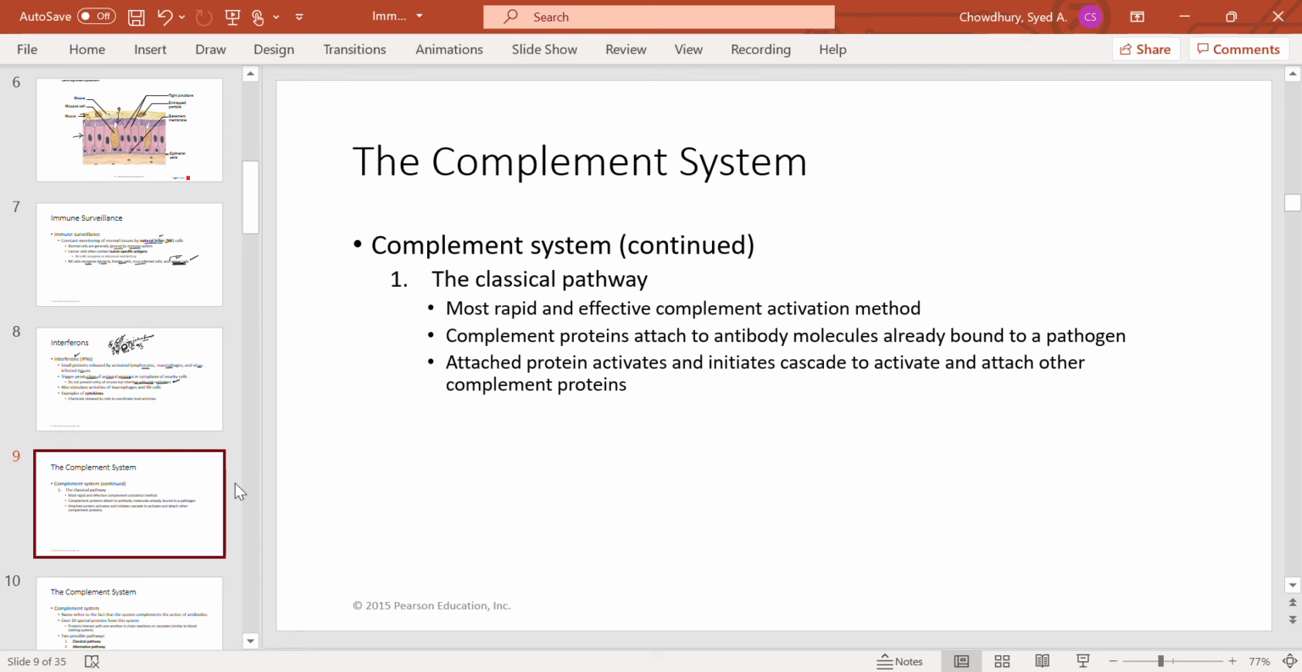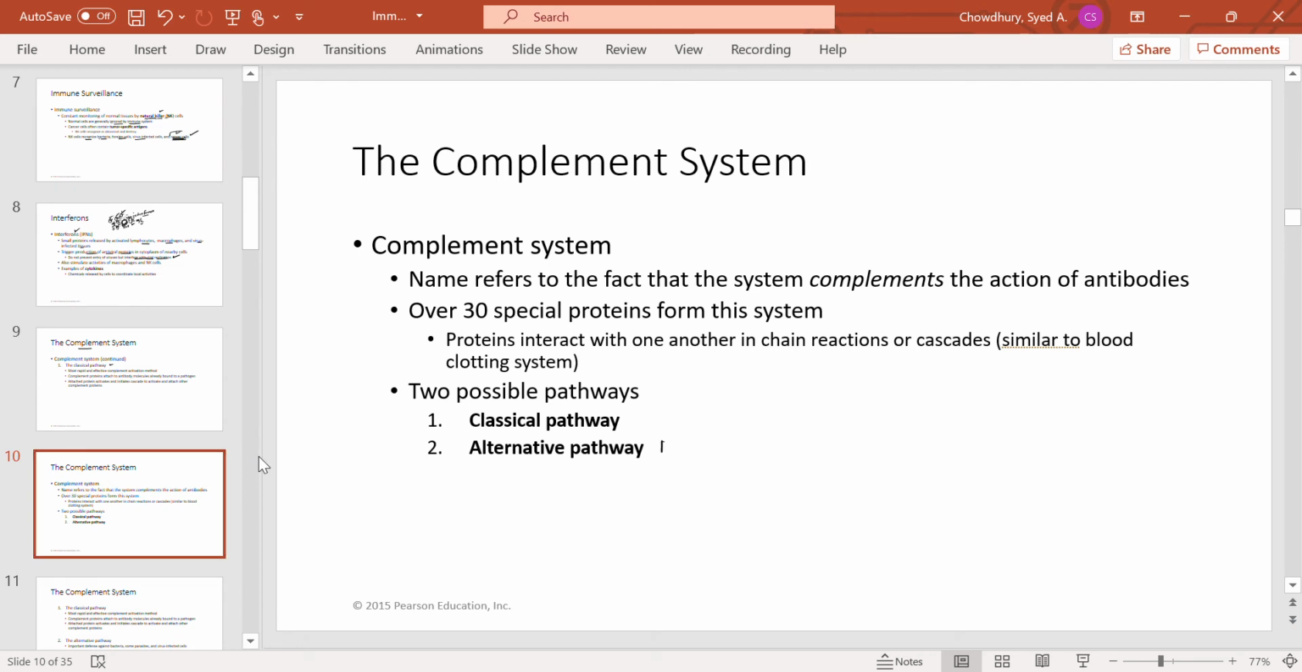Okay, so interferon, complement. There are more than 30 different types of complement proteins in your tissue. So complements also belong to the second line of defense, and complements are activated by two different ways. One is called the classical pathway, another is called the alternative pathway. Okay, so the complements, over 30 different types of proteins, belong to the complement system.